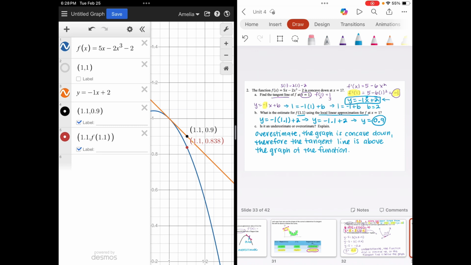The steeper the slope is, negatively or positively, the more off it's going to be. So if this was a wider curve, then the estimation would be a little bit closer. But it is an overestimate, so it is a little bit higher than the actual graph there. I just wanted to show you what it looked like and how that linear approximation, or that local linearity, does give you close to the graph, but it's not perfect, obviously.